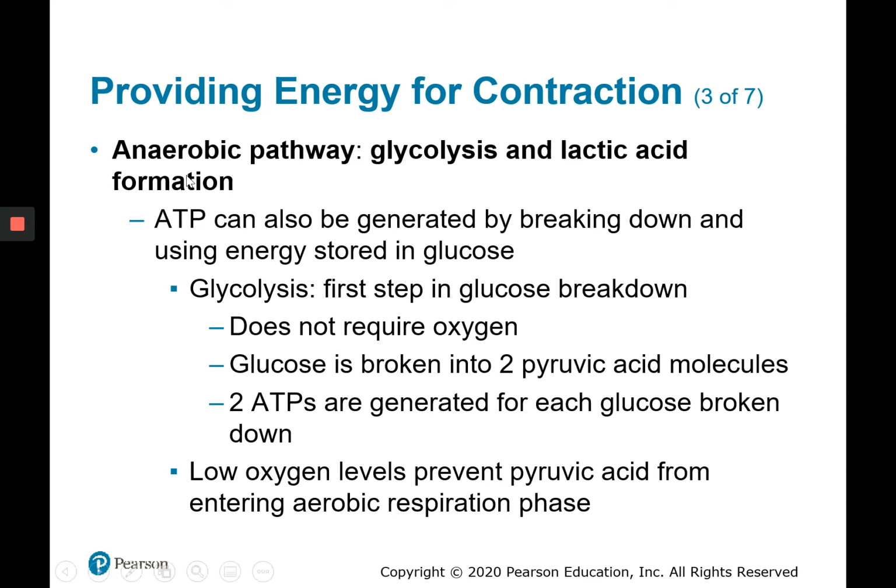The anaerobic pathway does not use oxygen. It doesn't require oxygen. And we're going to break down sugar, glucose, into pyruvic acid. Without oxygen present, pyruvic acid is going to be broken down into lactic acid. And lactic acid, if it's not pumped to organs, can build up in muscle and make your muscle sore. You get 2 ATPs for every glucose we break down. The word glycolysis means sugar breakdown. Glyco for sugar, lysis for breakdown.